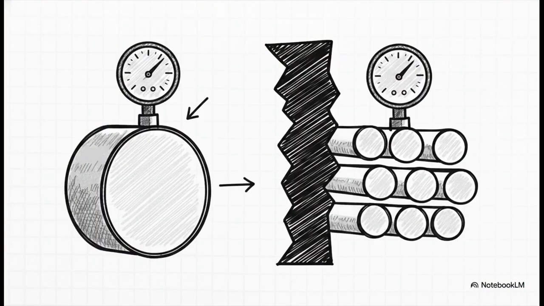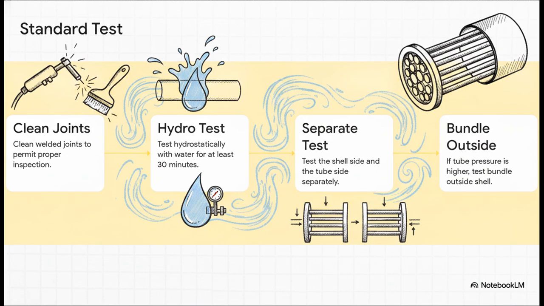Here is a super short but literally foundational rule under RCB 1.21. Design pressures for the shell side and the tube side shall be specified separately by the purchaser. You absolutely cannot just treat the heat exchanger as one big single pressure zone. They are completely separate engineering variables and they have to be calculated and declared individually. So, how do we actually prove these vessels can handle that stress?